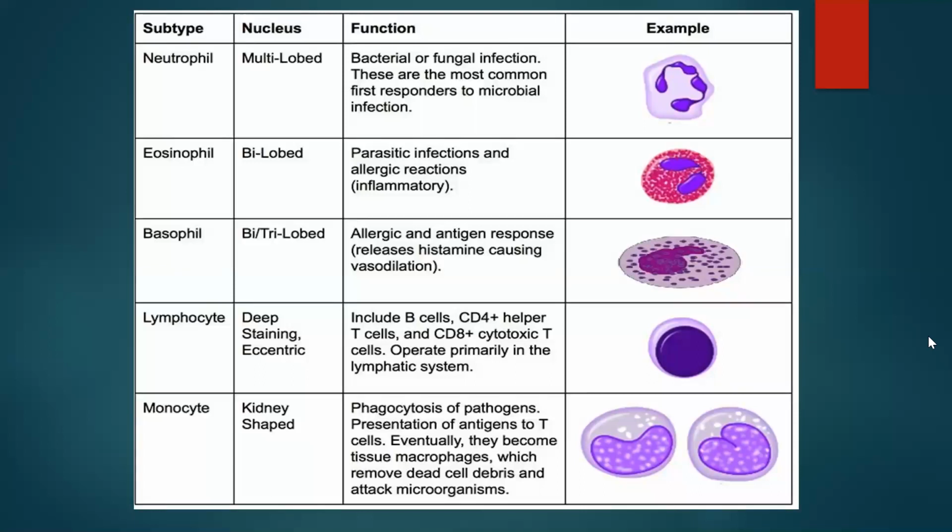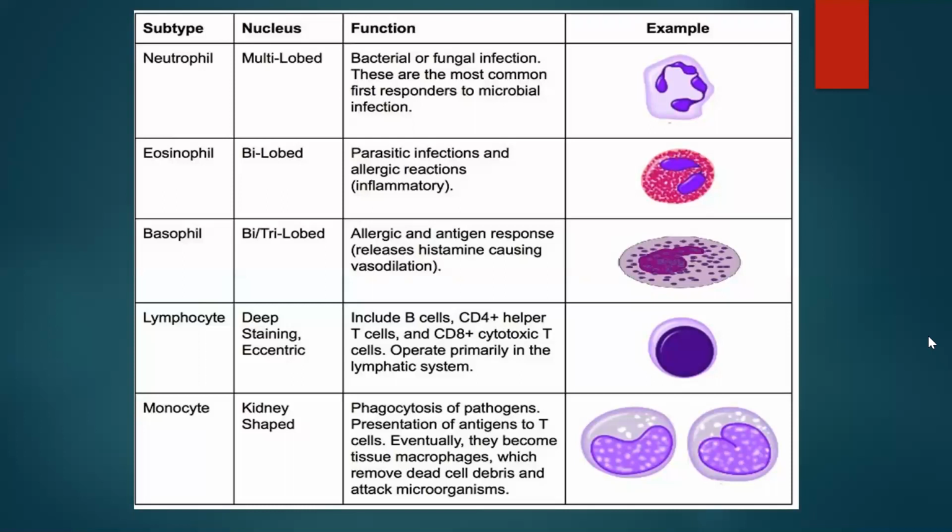Next we have the functions of these lymphocytes. It includes the B cells, CD4 plus helper T cells, and CD8 plus cytotoxic T cells. Basically these are the types of lymphocytes, we can say. We have B types, we have T types. So don't worry about all these types. You can simply say it operates primarily in the lymphatic system. This is the main function of your lymphocytes.